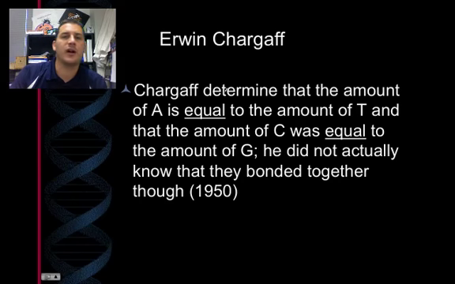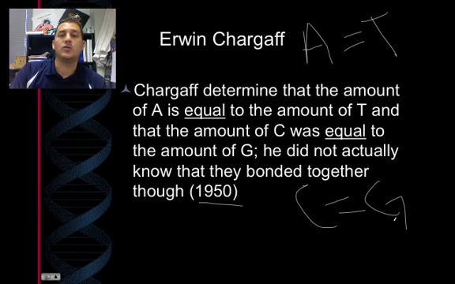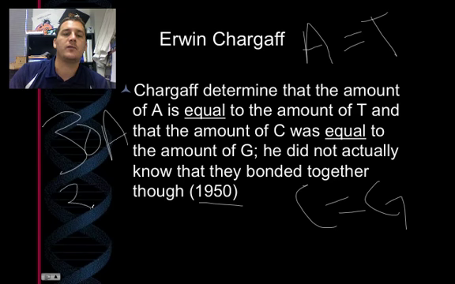So Erwin Chargaff, before Watson and Crick in 1950, came up with the determination that A equals the amount of T, and that C equals the amount of G, which is great because we know A and T always bond together, and we know that C and G always bond together. So he said that if you have 30% A, you're going to have 30% T.